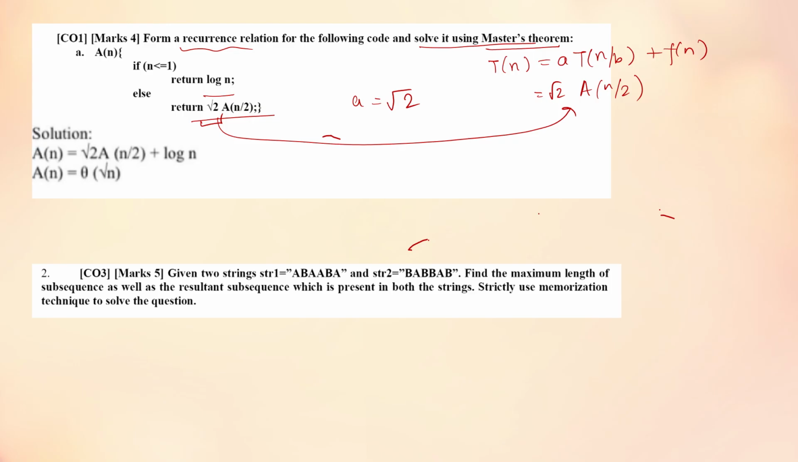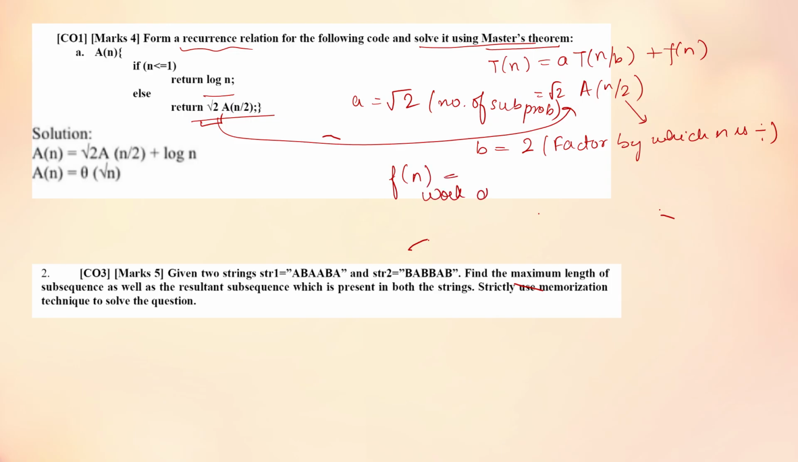Now, basically, your a is your number of subproblems, which will be equal to root 2, as in root 2 T of n by 2, which we obtain from here. I'll write here number of subproblems. Now, b will be 2. Why? Factor by which n is divided. Here we can see 2. Then f of n, your function, is the work done outside your recursion. This we can see is log n from here.